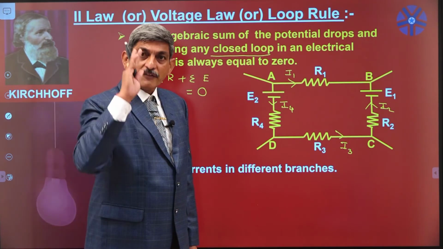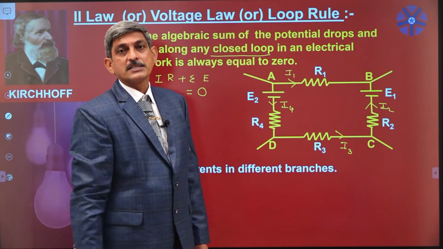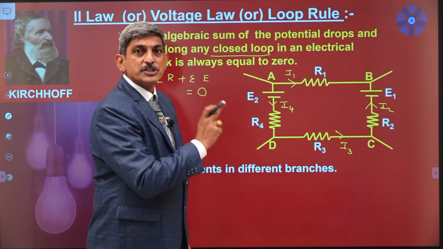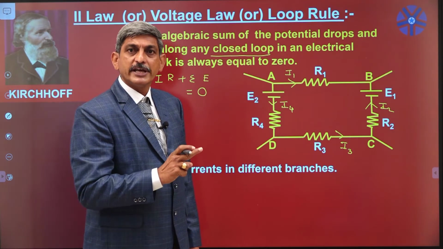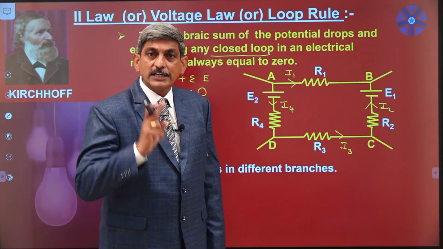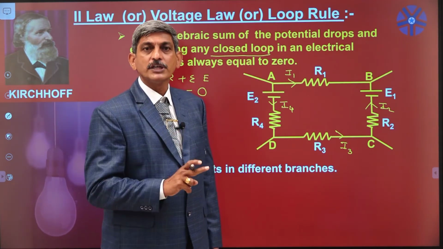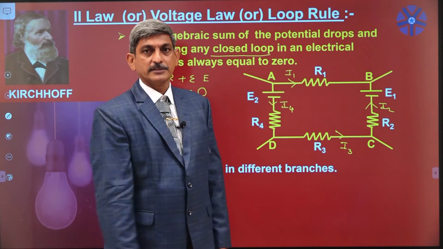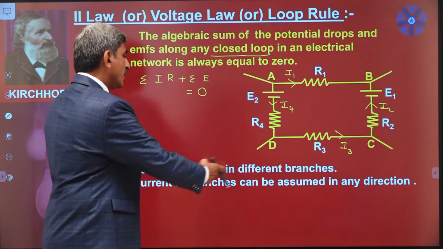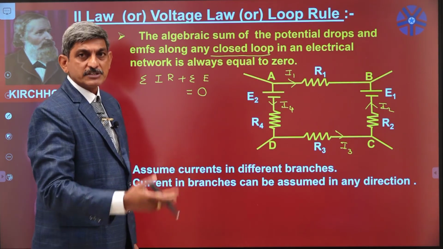But remember, after solving the problem, you may get either a positive sign or a negative sign in the answer. If you get a positive sign, it indicates that your assumed direction is correct, and the current is passing in the direction of the arrow. If you get a negative sign, it indicates that your assumed direction is wrong and the current is flowing opposite to the arrow mark of the current. Keep that point in mind. I am repeating, first of all, assume the currents in the different branches. Currents in the branches can be assumed in any direction, it is our choice.